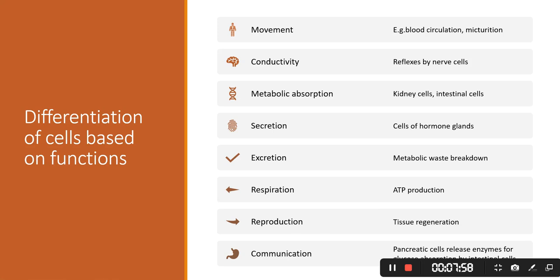Reproduction. There are the basal cells, everywhere in all the organs, in our skin and all the other places. There is one layer which is a basal layer, and that layer can reproduce. So these are the ones which help in tissue regeneration.